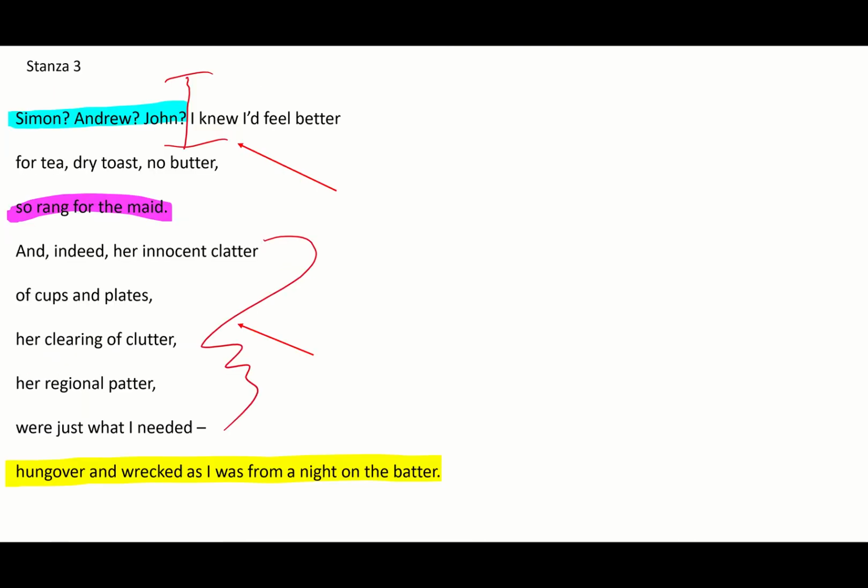Peter, Simon, Andrew, John. I knew I'd feel better for tea, dry toast, no butter, so rang for the maid. And indeed, her innocent clatter of cups and plates, her clearing of clutter, her regional patter, were just what I needed, hungover and wrecked as I was from a night on the batter.